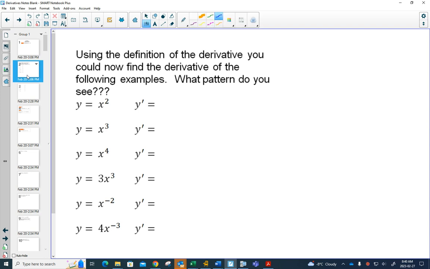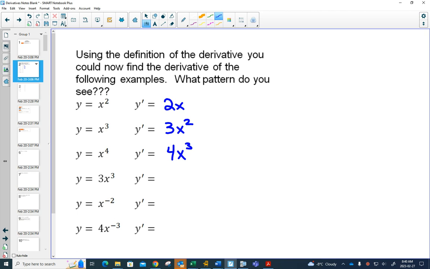and I got 2x. I did the second one, and I got 3x squared. The third one, if you had to do the x plus h with the power of 4, right, you'd have to expand that all. That would take some time, okay? Or pretend that we did that, simplified everything, factored out the h, and applied the limit, and we get 4x cubed.